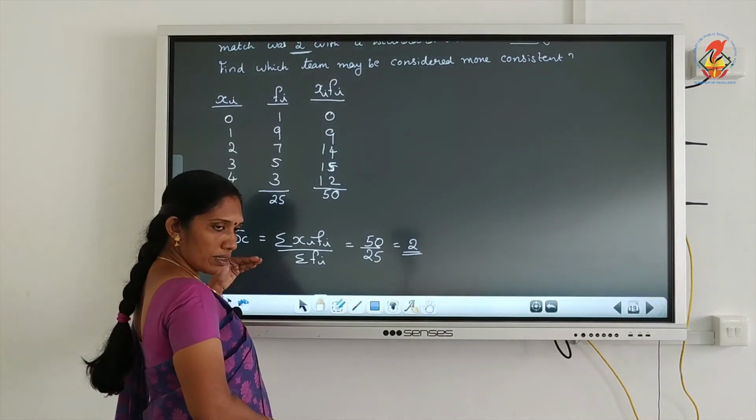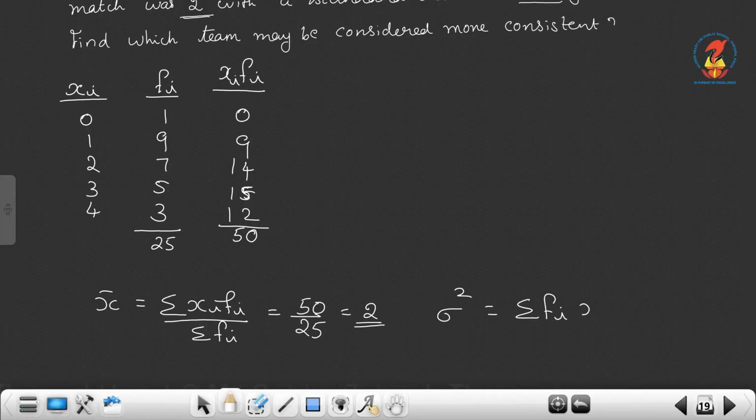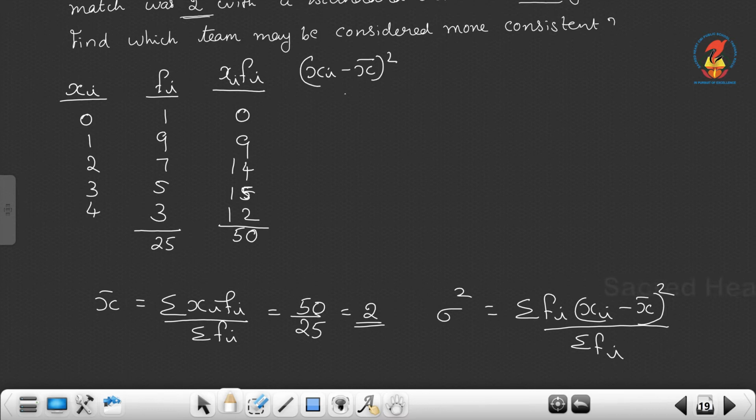Now for finding variance. Variance, what is the formula? Sigma square is equal to sigma fi into xi minus x bar whole square by sigma fi. This is the formula. So we have to find xi minus x bar. 0 minus 2, that is minus 2 itself. Here I am squaring. So it is 4. 1 minus 2 is minus 1, square is 1. 2 minus 2, 0, square is 0. 3 minus 2 is 1, square is 1. 4 minus 2 is 2, square is 4.